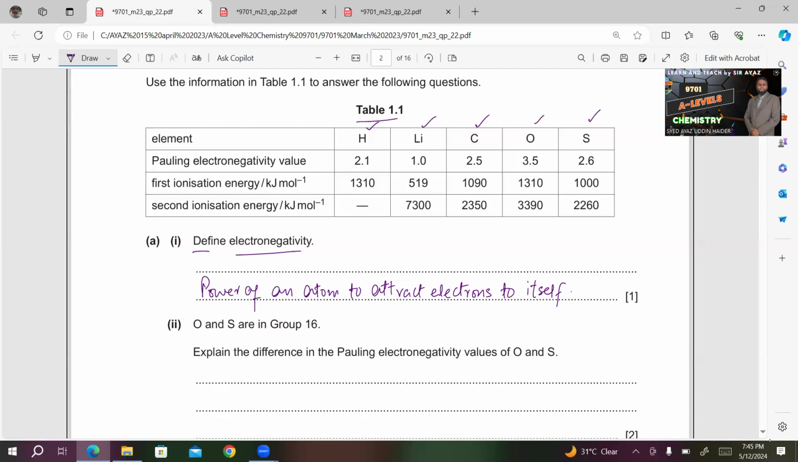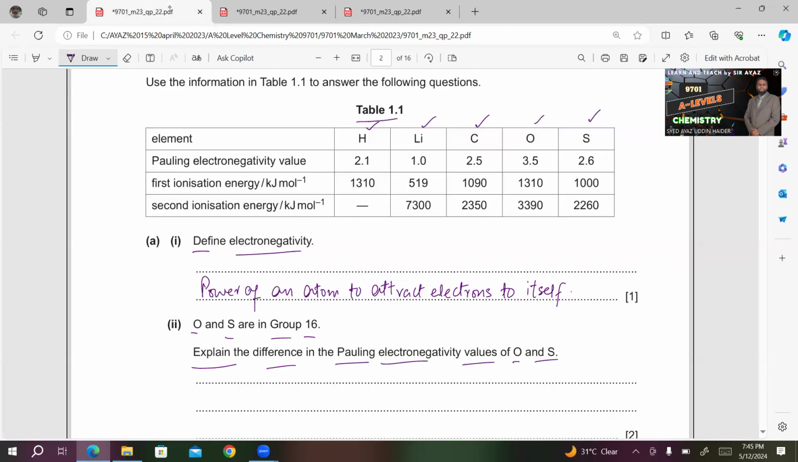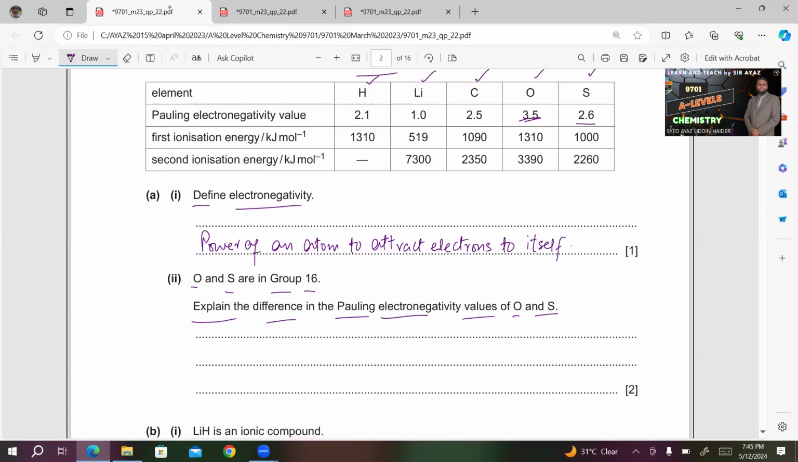Number 2, O and S are in group 16. Explain the difference in the Pauling electronegativity values of O and S. See the O and S, where is O? Here is O, group 16, here is S, this is group 16. If you see the Pauling electronegativity value, oxygen have 3.5 and sulfur have 2.6, which is lower than of oxygen, which means oxygen is more electronegative than sulfur.